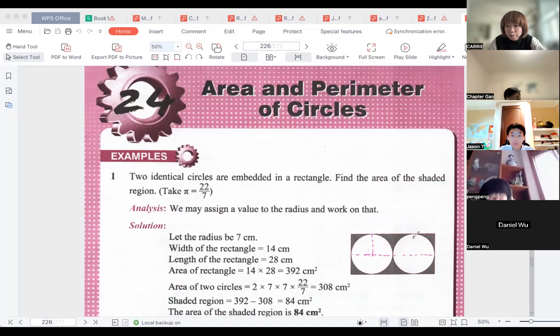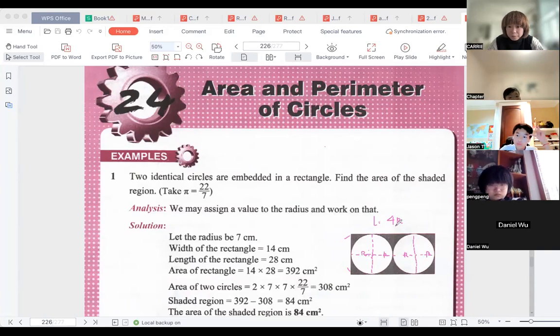4. Very good. So one radius, one radius, one radius, and one radius. Get it? So the length is 4 radii. Who can tell me for the width? What is the measurement for the radius? How many radii are there for the width? 2. Very good. So for the width, there are 2r.